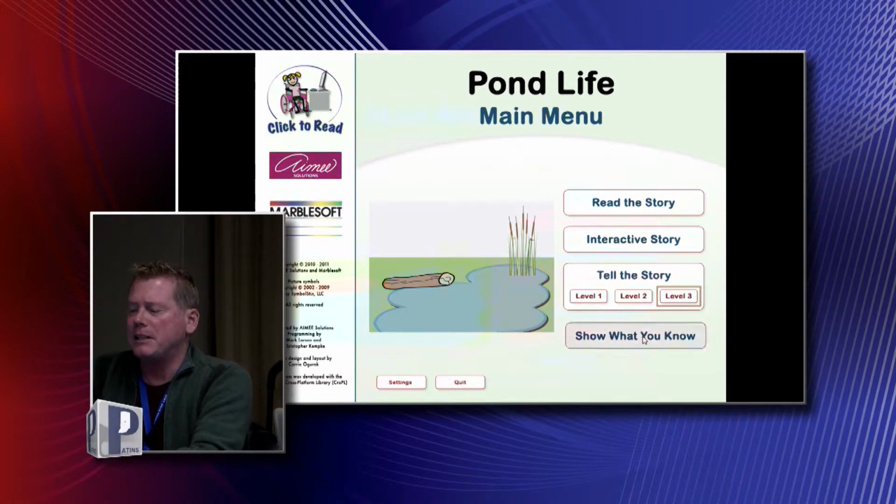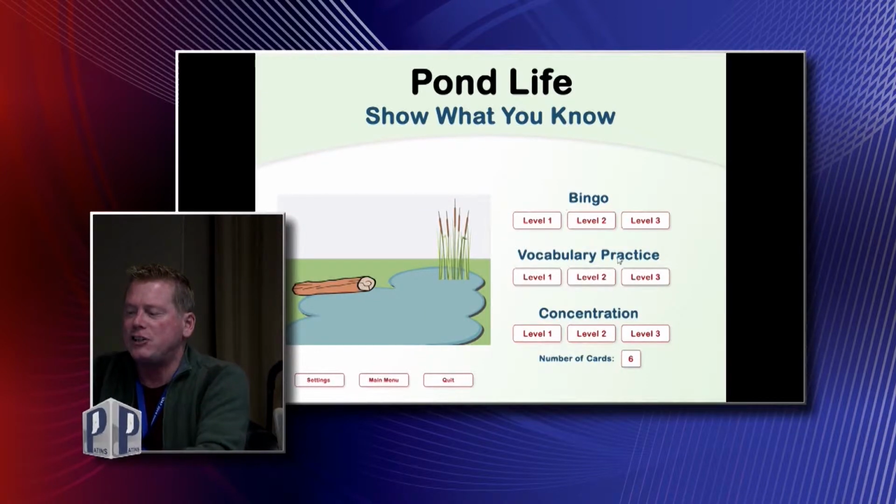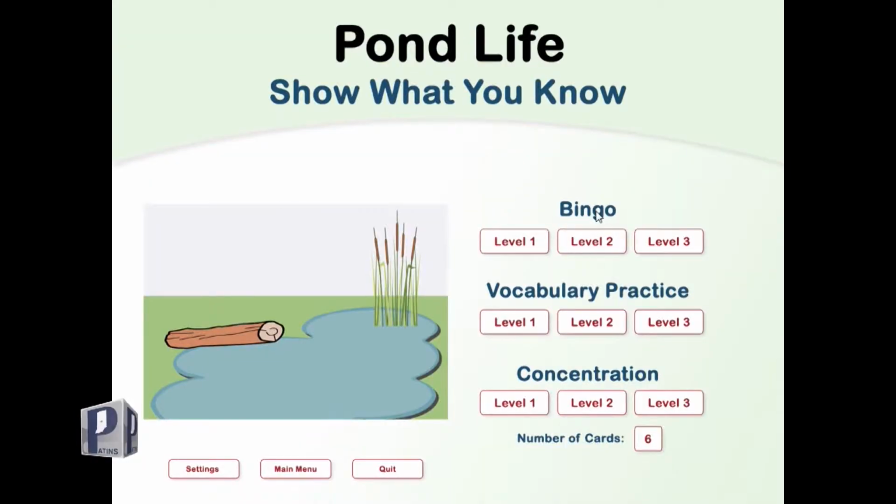And then they have the ability to show what they know. In each of these areas, they can either do a bingo, a vocabulary practice, or a concentration game, and they have 3 different levels of them. You can also customize how many cards. You either have 6, 8, or 12 cards to play with. I'll keep it simple today.